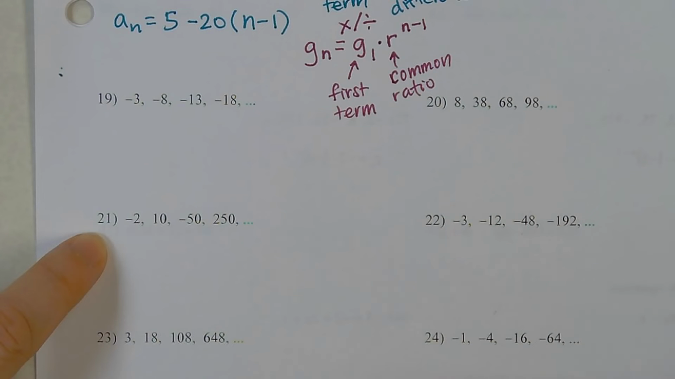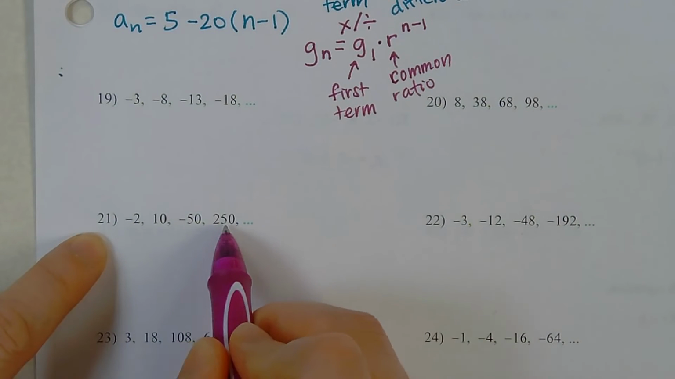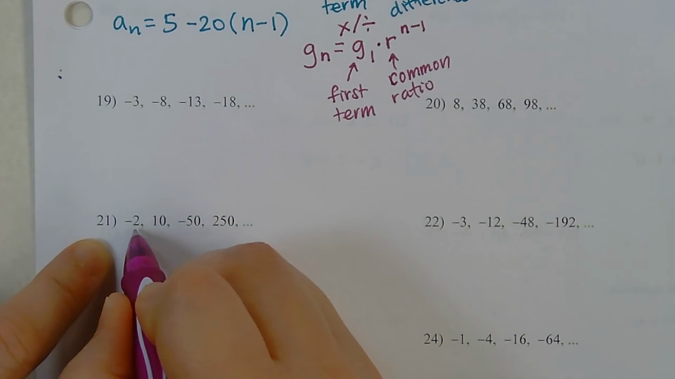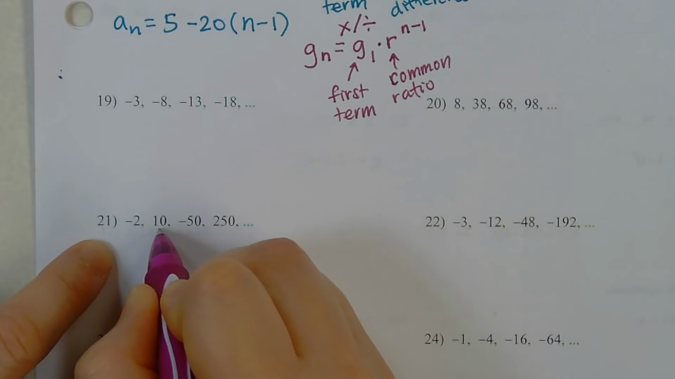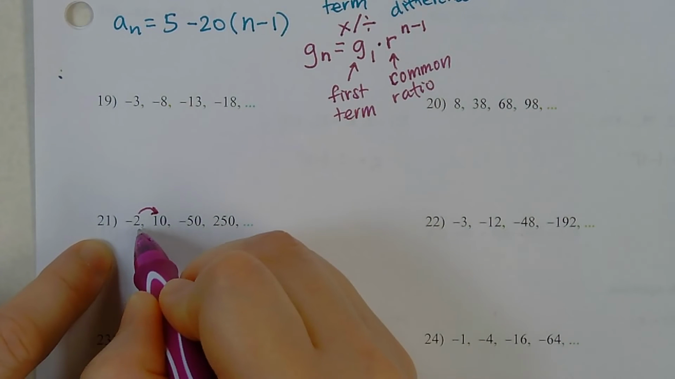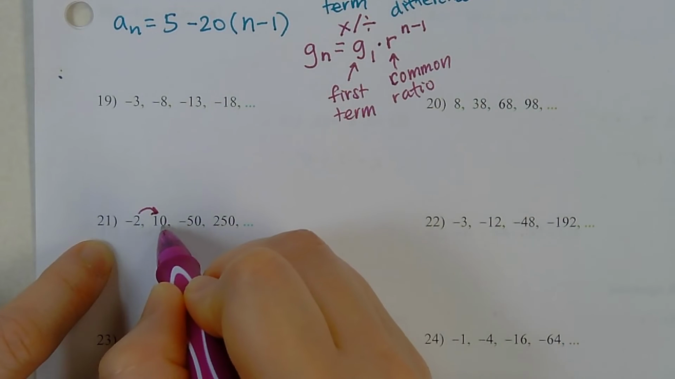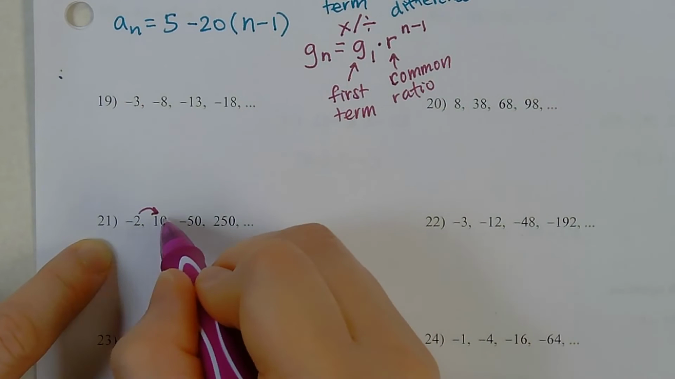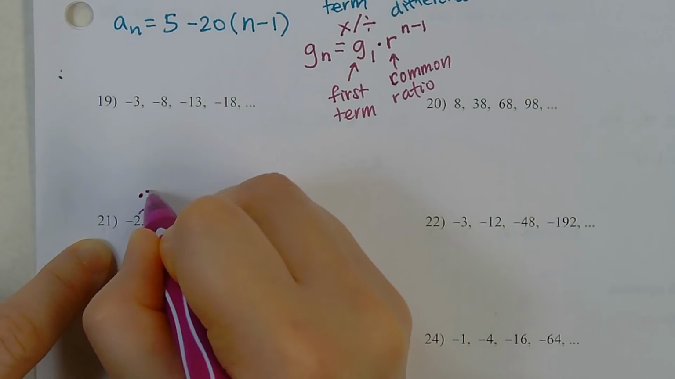Okay, and then let's go down to 21, and I'm going to take a look at this. I noticed that this goes big really fast, so I'm going to think, ooh, I'm probably multiplying. And so from negative 2 to 10, how do I do that? Honestly, if you were going to try adding or subtracting, negative 2 plus 12 would give me 10, but 10 plus 12 does not give me negative 50, so I know it would not be arithmetic. So here I'm multiplying by negative 5.